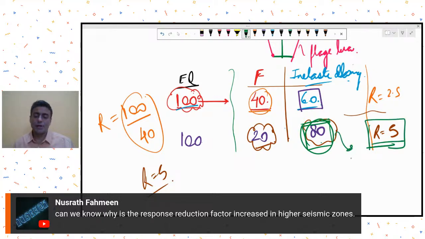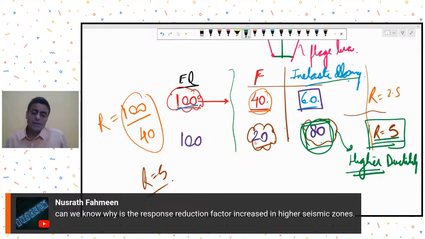That means this structure which has this R should be provided with higher ductility, because it has to take higher inelastic forces and it has to dissipate them in damages, but still it should not fall down. So the level of ductility that will be needed will have to be higher in case of a system which has a response reduction factor of greater magnitude.